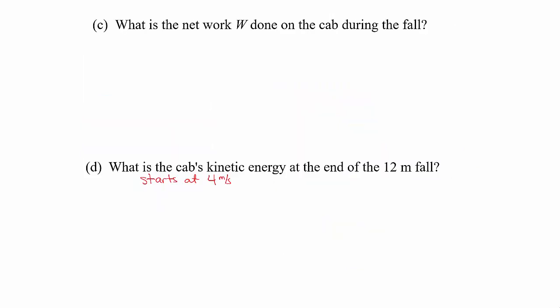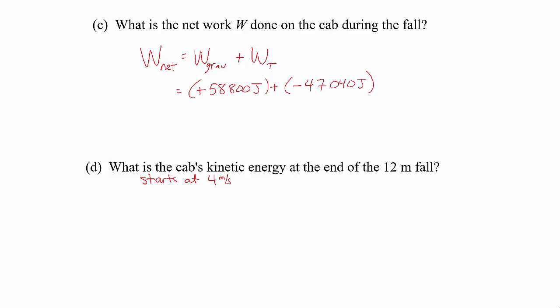So if we wanted to look at that net work that's done, the net work would equal the work done by gravity plus the work done by the tension. So that's positive 58,800 joules plus negative 47,040 joules. So the net work done on the cab is positive 11,760 joules.